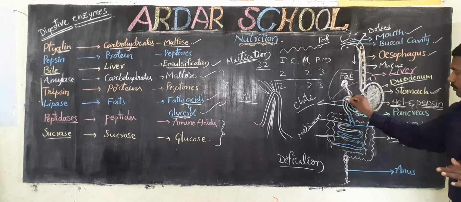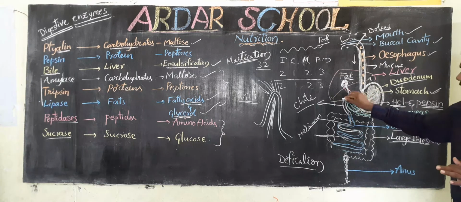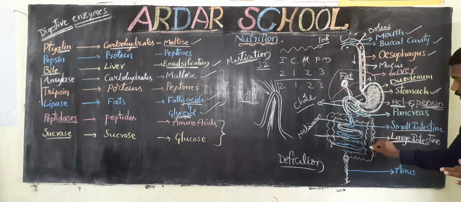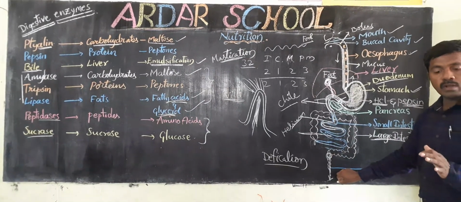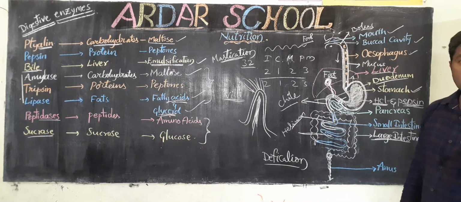After that, at the duodenum, liver and pancreas come in. After that small intestine, next large intestine, next colon, next anus. This is the flow chart of the human digestive system.